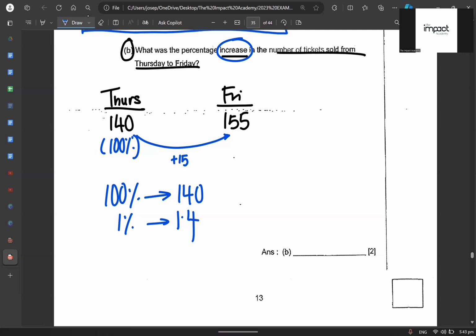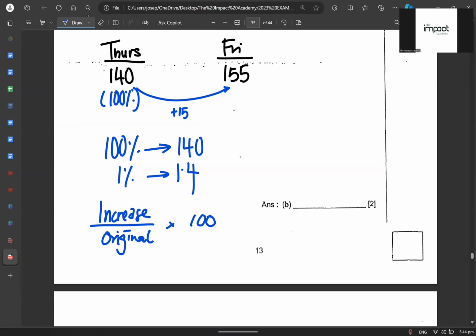Yeah, but how actually? Why not you do increase over the original? Why am I timesing 100%? Because the word asks. Correct. Is this easier? You already know that the increase is 15, correct or not? The original means the earlier one, which is 140. You understand what I'm saying? Very good. Okay. So you go 15 over 140 times 100.